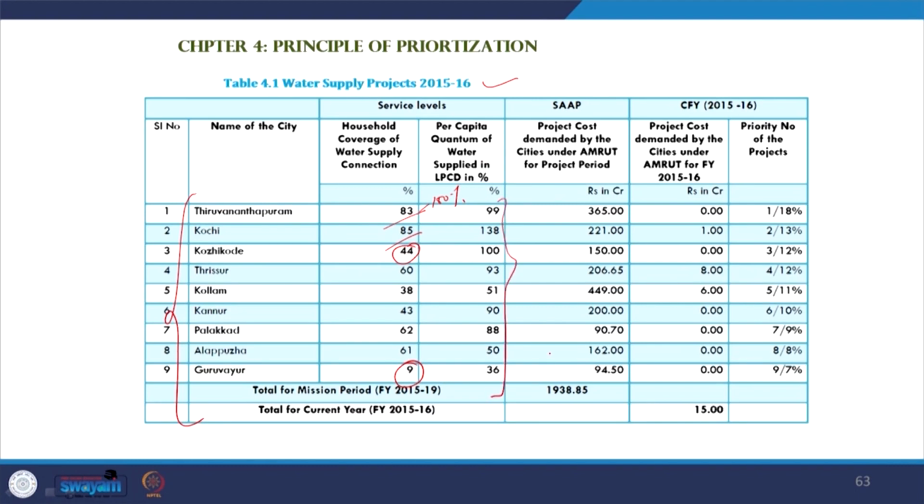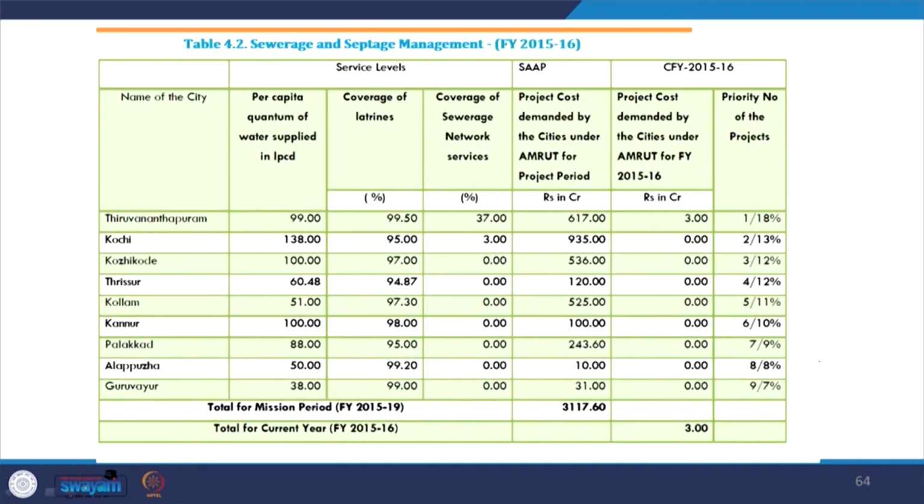Per capita quantum of water supplied in LPCD: what their current levels are and what they are targeting. Accordingly the project cost has been worked out, and these details have been decided, and you can see the priority number of the project. Thiruvananthapuram gets the first priority with 18% coverage, and Guruvayur gets 9th priority, and so on. So we see how the priorities have been worked out.